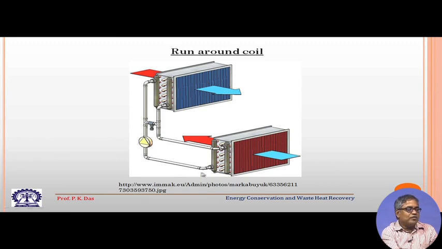That is why it is called a runaround coil, and for circulation of fluid we obviously need a pump, and heat transfer is through some sort of fluid medium. That is why it is also called a fluid coupled heat exchanger. So, basically we have two heat exchangers, not a single one, both of them recuperators, coupled by a fluid stream.